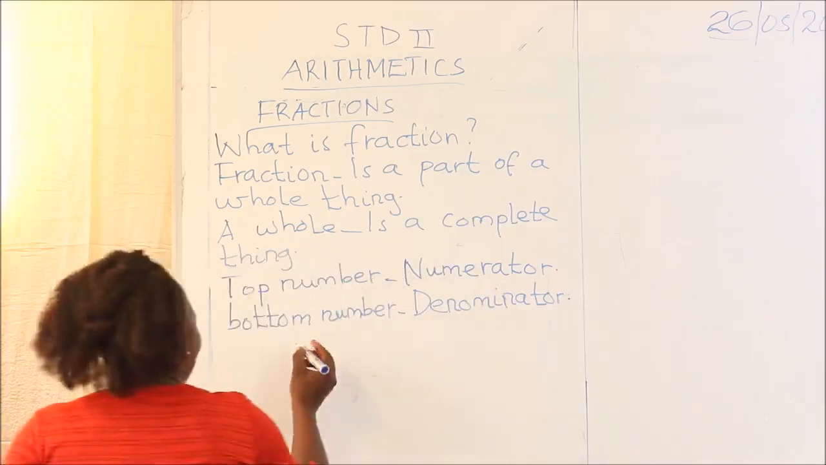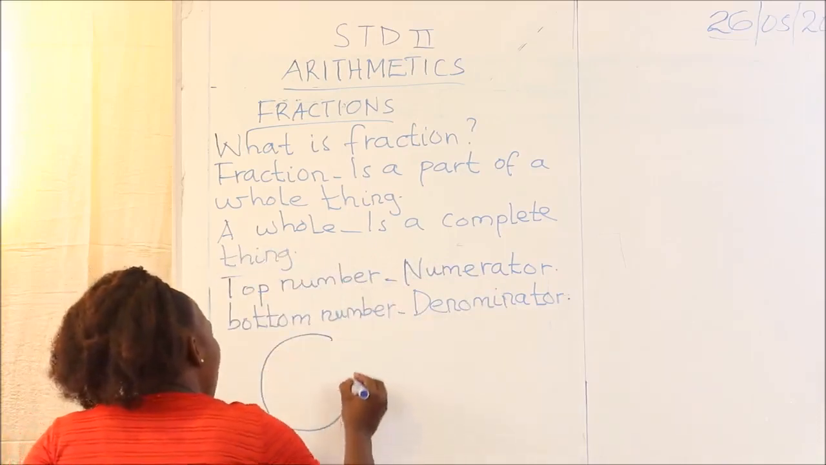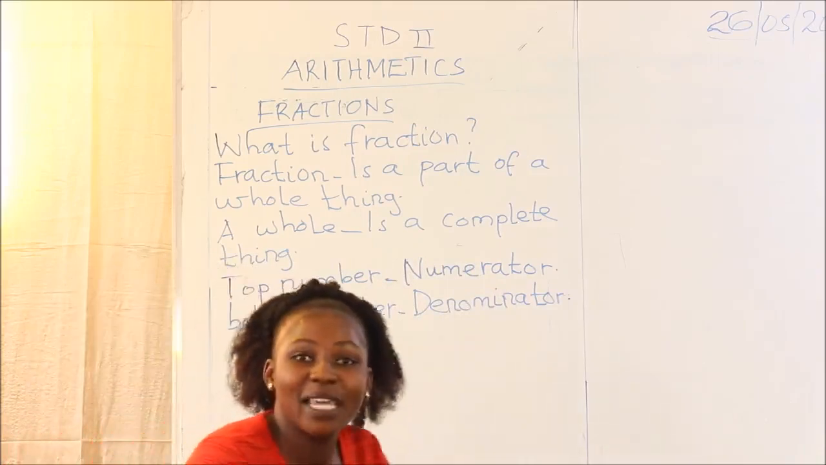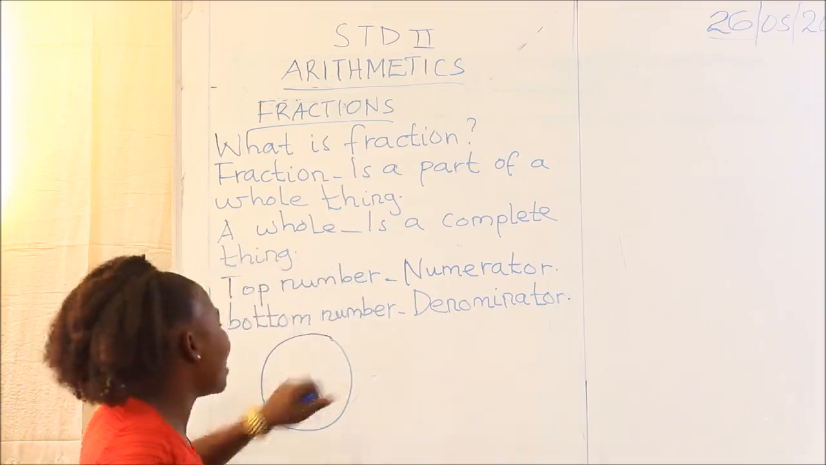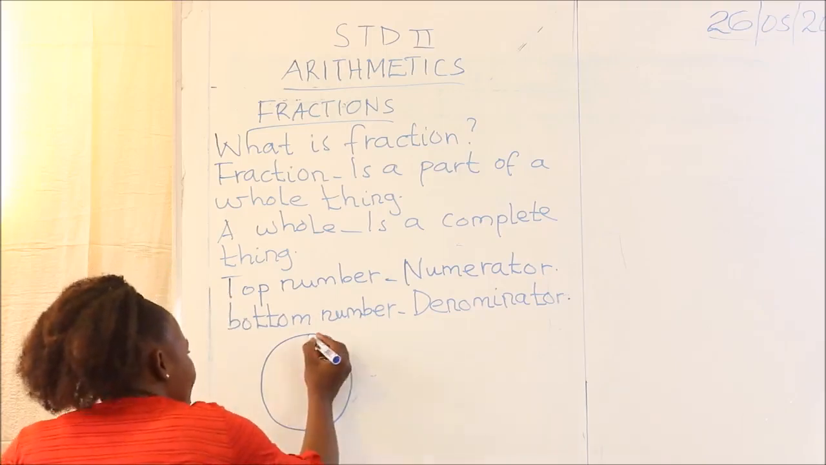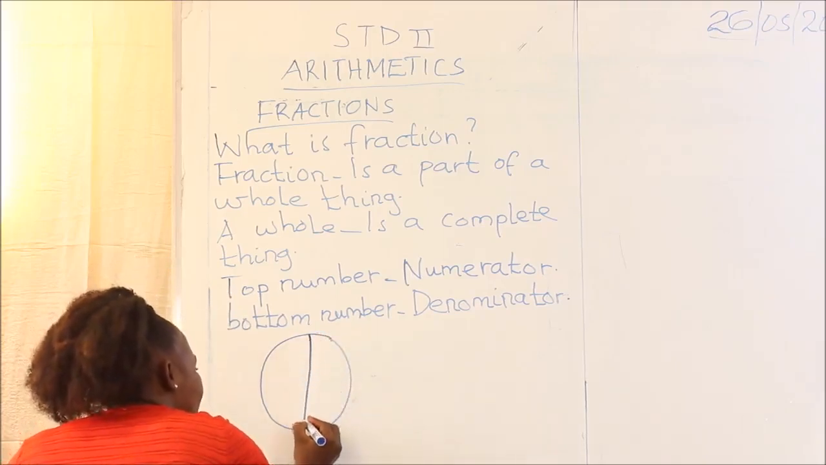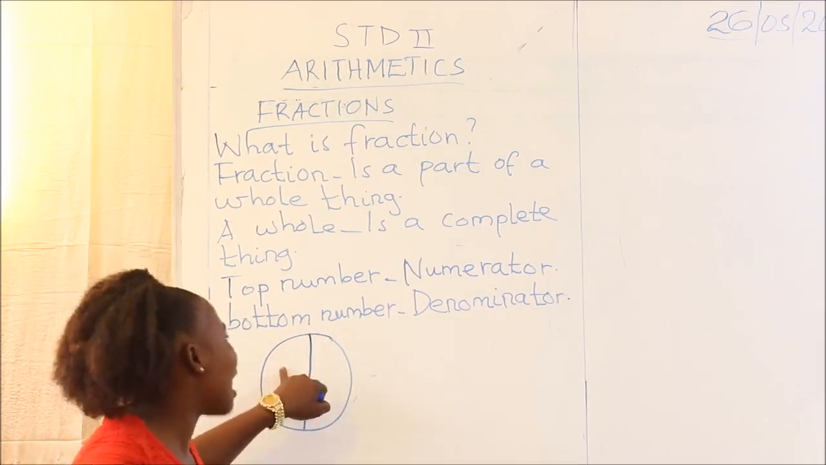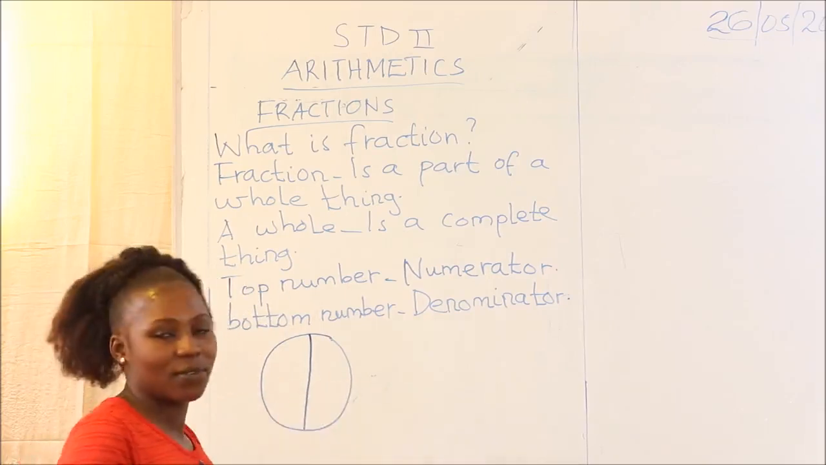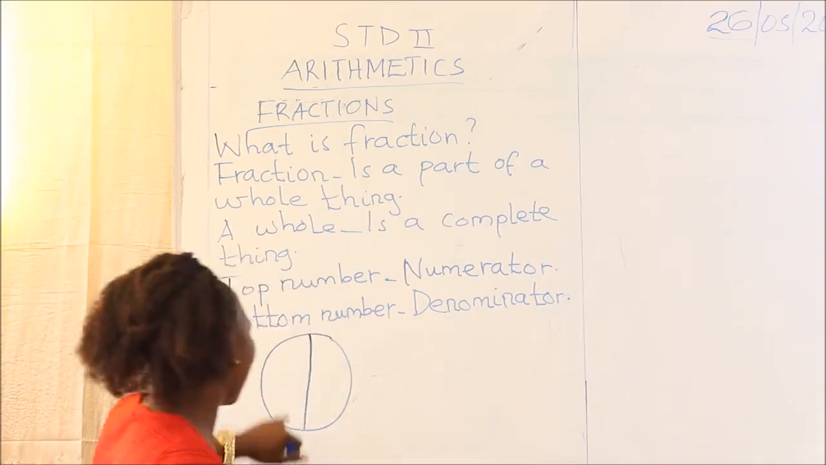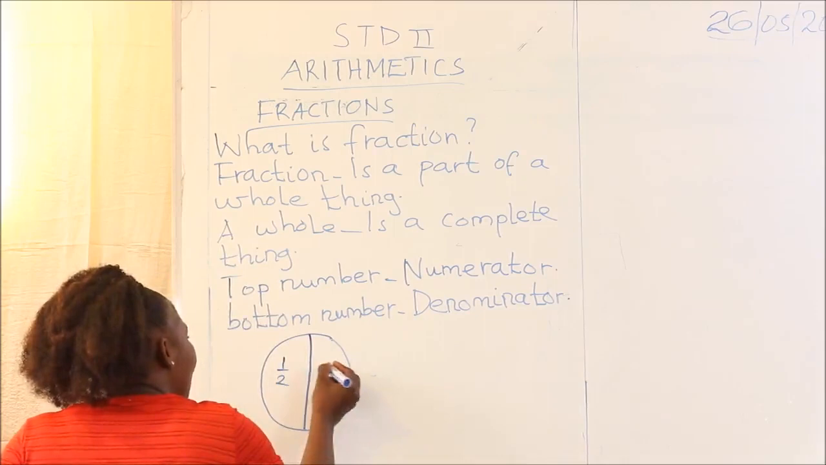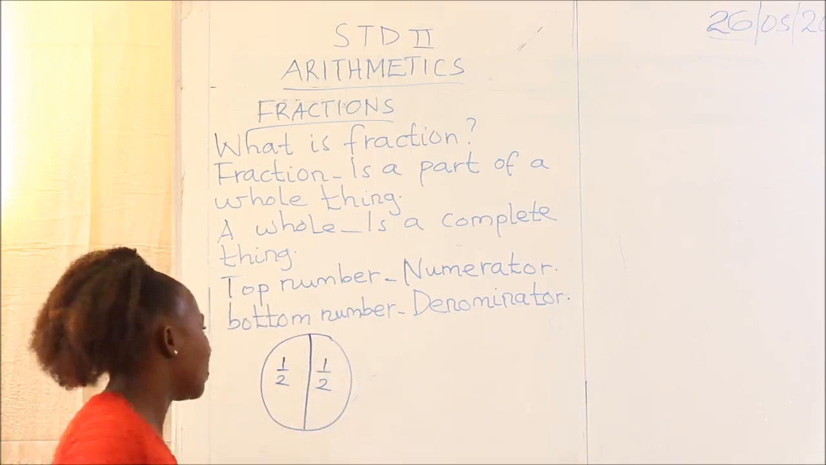For instance, you have a whole thing like this. This is an orange, or sometimes it might be a pizza, or sometimes it might be a pancake. This orange or pizza may be divided into two equal parts. Make sure that you divide equally. So you have the first half and you have the second half. You might ask yourself, why are we calling these ones half? You will understand it later. So this one stands for half and this one stands for half.